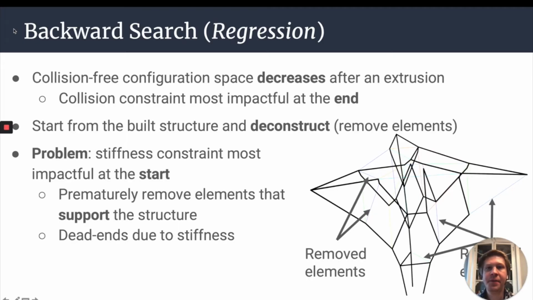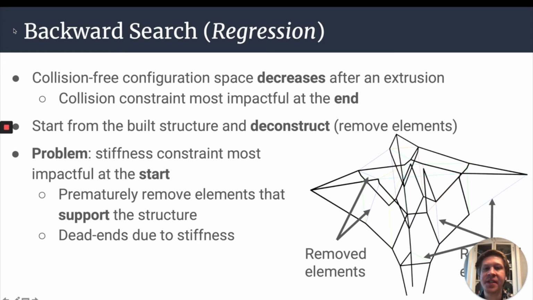Notice that the collision-free configuration space of the robot decreases after each extrusion, simply because we're adding another body to the world. Thus, the collision-free configuration space is smallest and therefore most constrained at the end of construction when all the elements have been printed. Rather than start at the initial state and build forward, we can start at the final state and move backward in a regression search. This can be seen as deconstructing the structure through removing each element. Thus, now with respect to geometry, we're starting at the most constrained state and moving towards the least constrained state, which is the initial state.